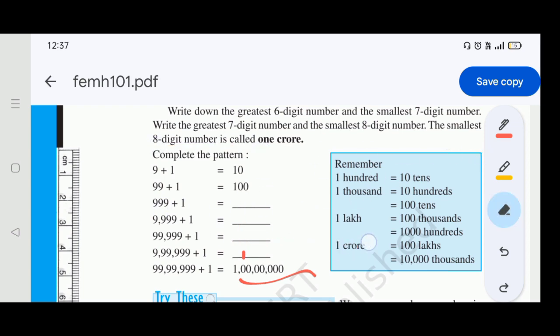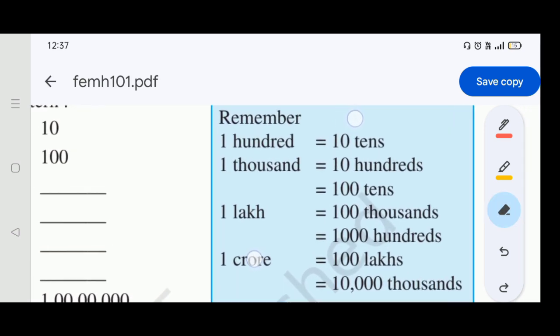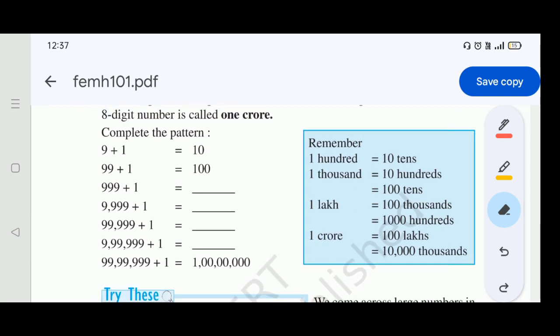So here they have given a table which we have to remember. We know we have to remember that 100 is nothing but 10 tens, 1000 is 10 hundreds or 100 tens, 1 lakh is equal to 100 thousands or 1000 hundreds. Similarly, 1 crore is equal to 100 lakhs, or 1 crore is equal to, we can write it as 10,000 thousands. Now we shall move to the next part.